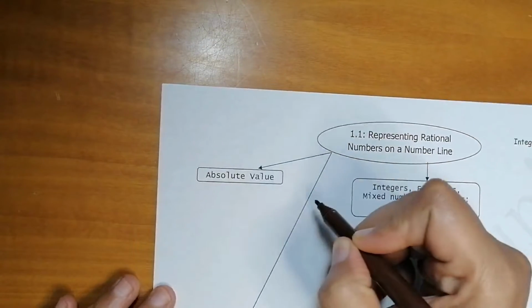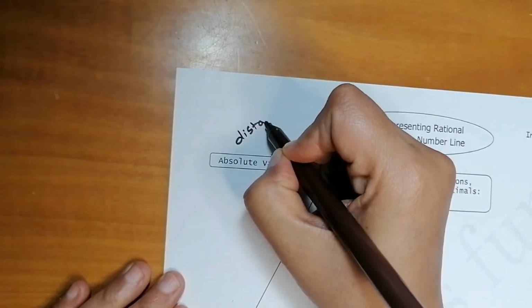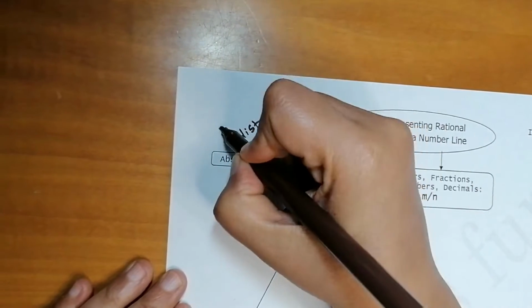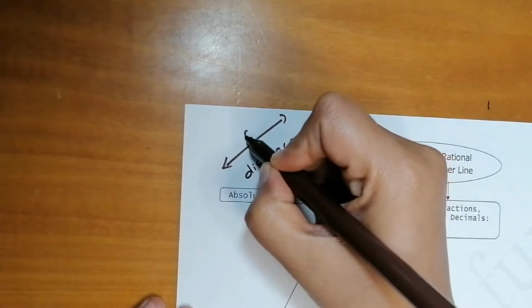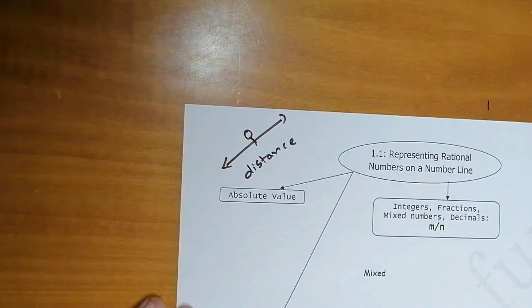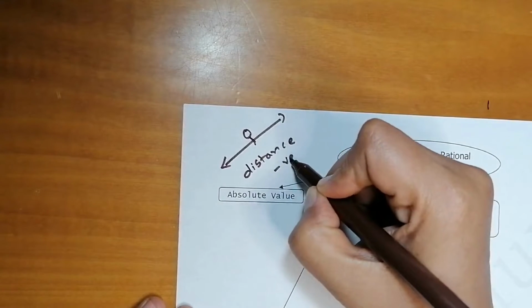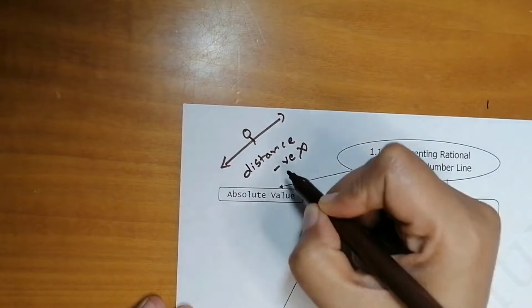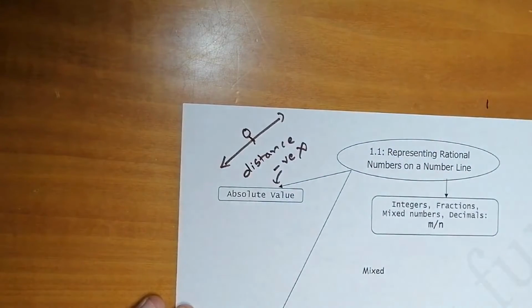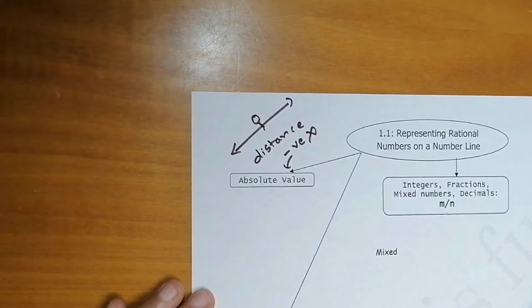When we say absolute value, we mean the distance from 0. So on a number line, what is the distance of a number from 0? And I'm sure you know that distance is never ever negative, right? And that's what absolute value is about. So if you know this, absolute value is pretty simple.